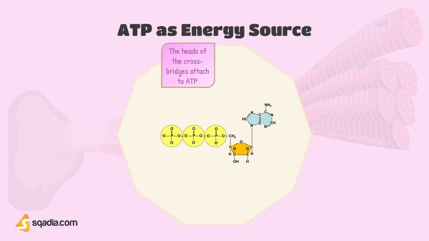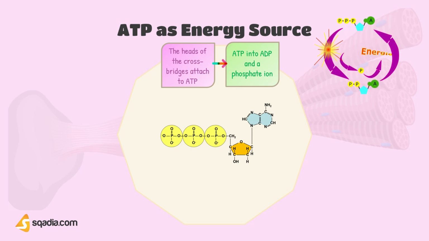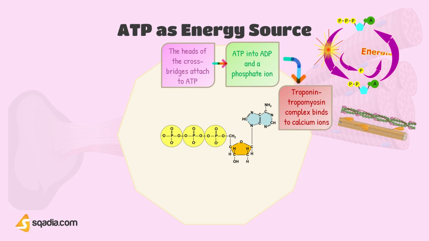Before contraction starts, the heads of the crossbridges in the myosin molecules attach to ATP. The ATPase activity in the myosin head quickly breaks down ATP into ADP and a phosphate ion. These products remain bound to the myosin head. At this stage, the myosin head is in a conformation where it extends perpendicularly towards the actin filament but is not yet attached to it.